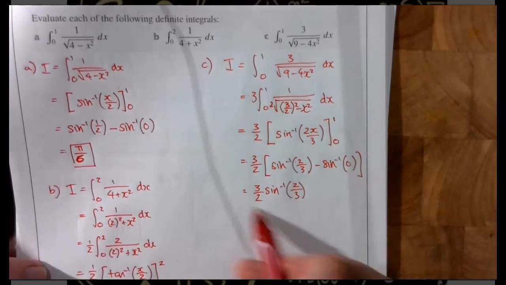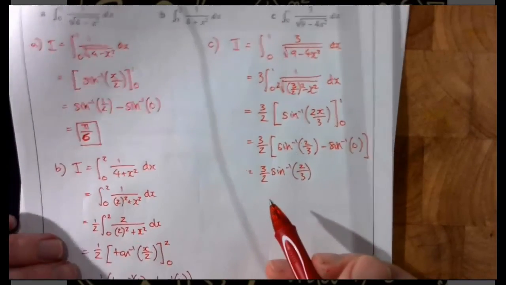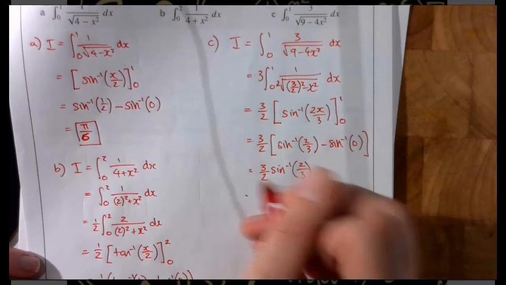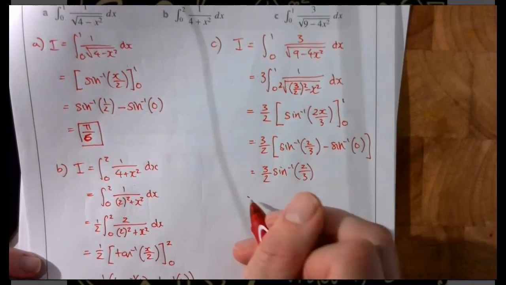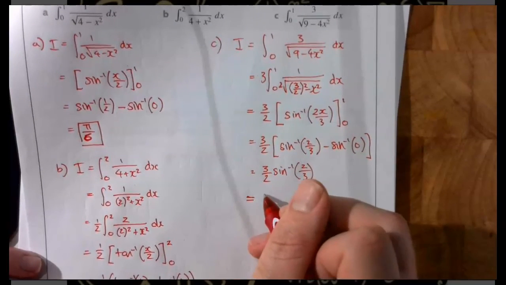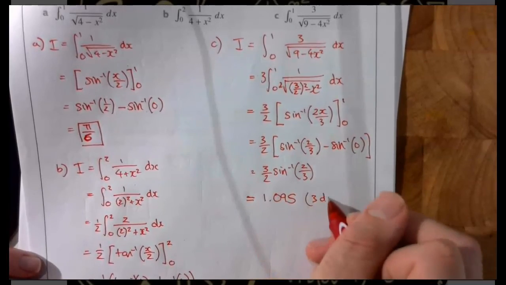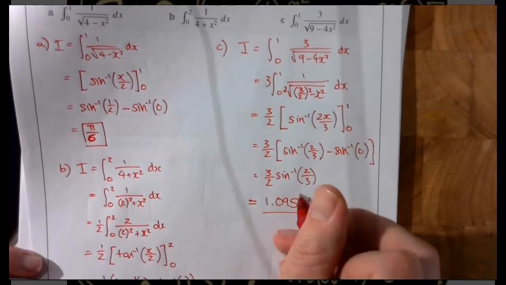2 over 3. I can't simplify this anymore using my known values, so the only thing I'm left with is a calculator. If it's a non-calculator paper, I leave it like this, but if I plug it into my calculator, I get 1.095 to 3 decimal places.